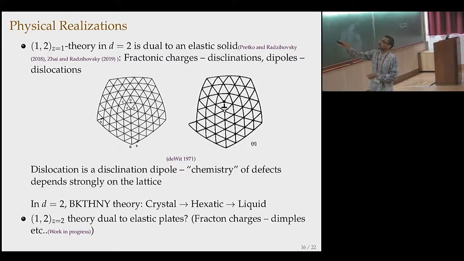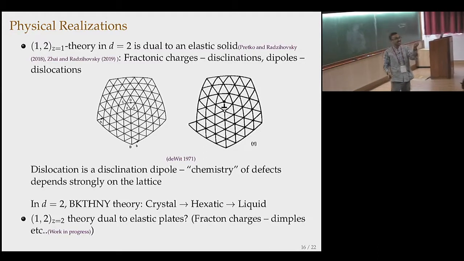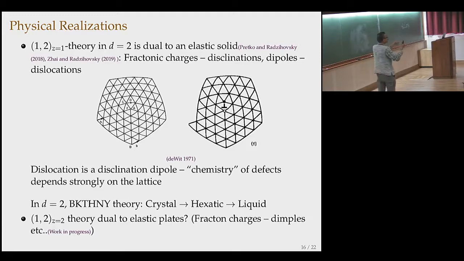It turns out that the fractonic charges are point-like disclinations. And the dislocations of the elastic solid are actually dipoles of disclinations. This is a very beautiful paper by DeWitt in 1971, which actually shows this. There are a lot of nice pictures in this paper, so you can visualize it. You see that this is a disclination, and this dislocation is a dipole of two 5-coordinated things. So it's actually a dipole of those.